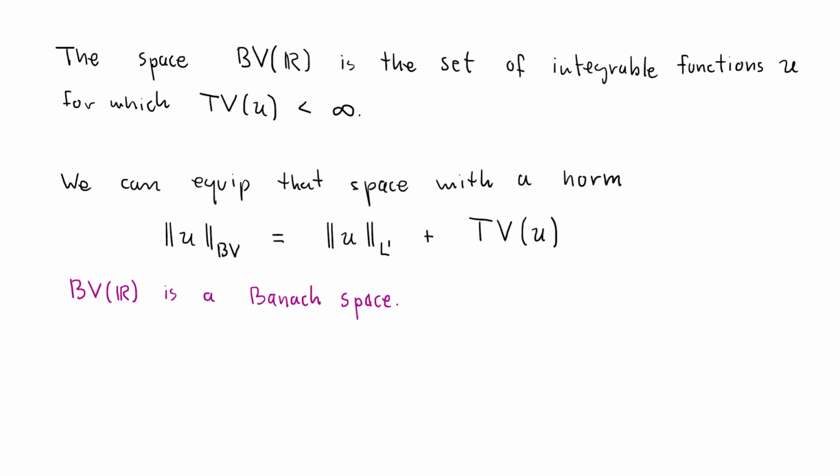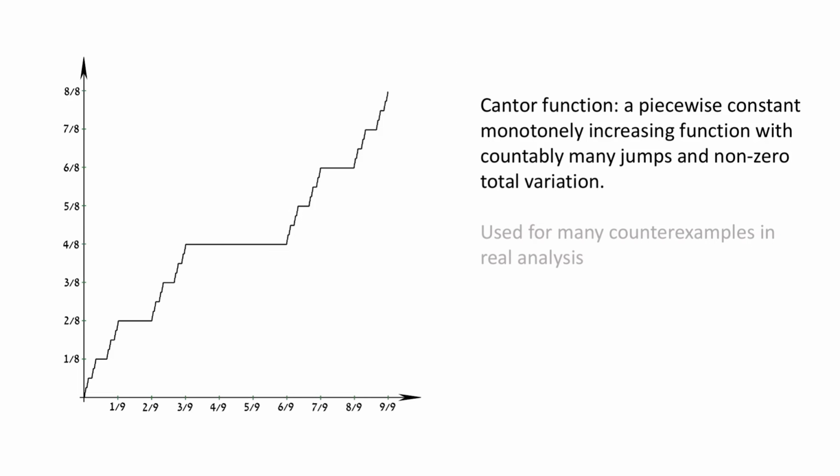And for those of you who like functional analysis, the bounded variation space equipped with that norm is a Banach space. Without going into too much detail, functions in the space of bounded variation can have quite strange forms. For example, the Cantor function. The Cantor function is a piecewise constant, monotonically increasing function with countably many jumps having non-zero total variation.